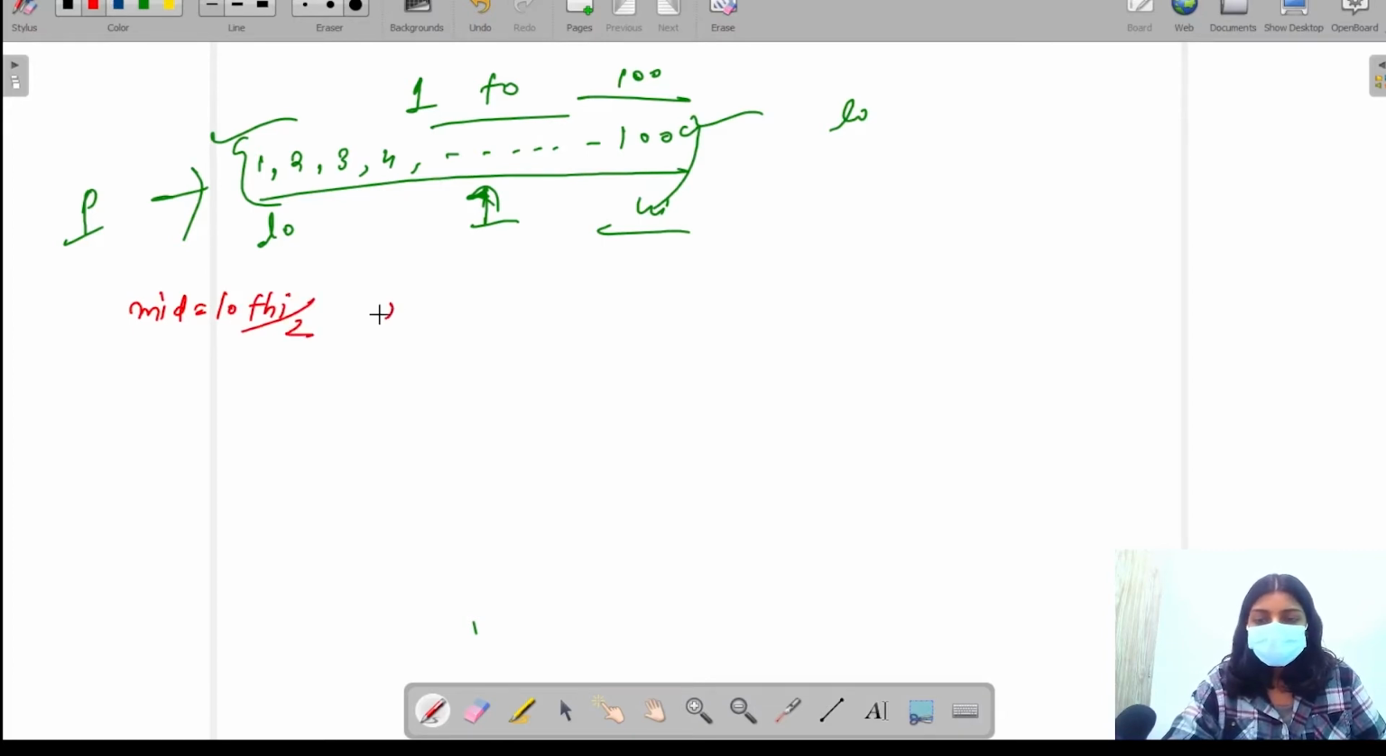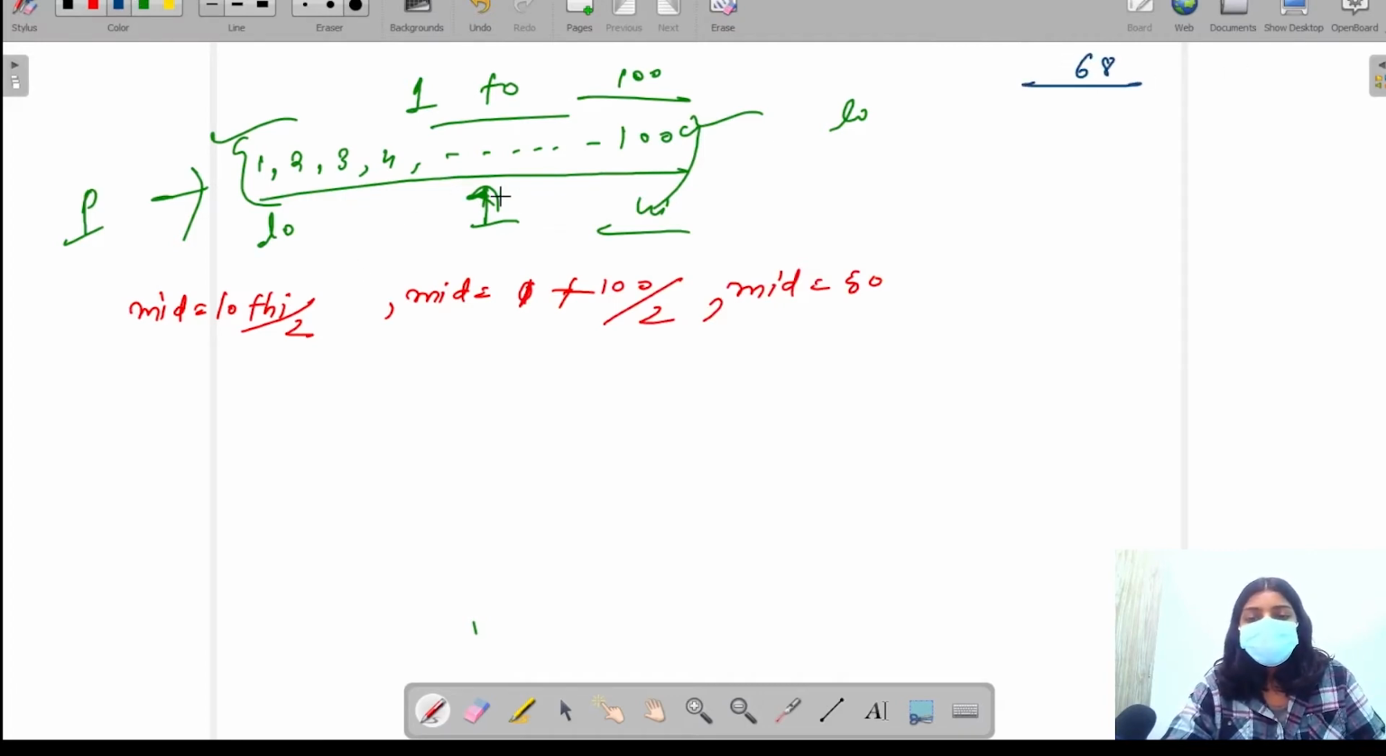So initially, what is my mid? My low is 1 and my high is n, that is 100. So (1 + 100) / 2 is about 50. So my mid is 50. Let's say the number he or she has picked is 68. This is the place where my mid lies. This is my 50.